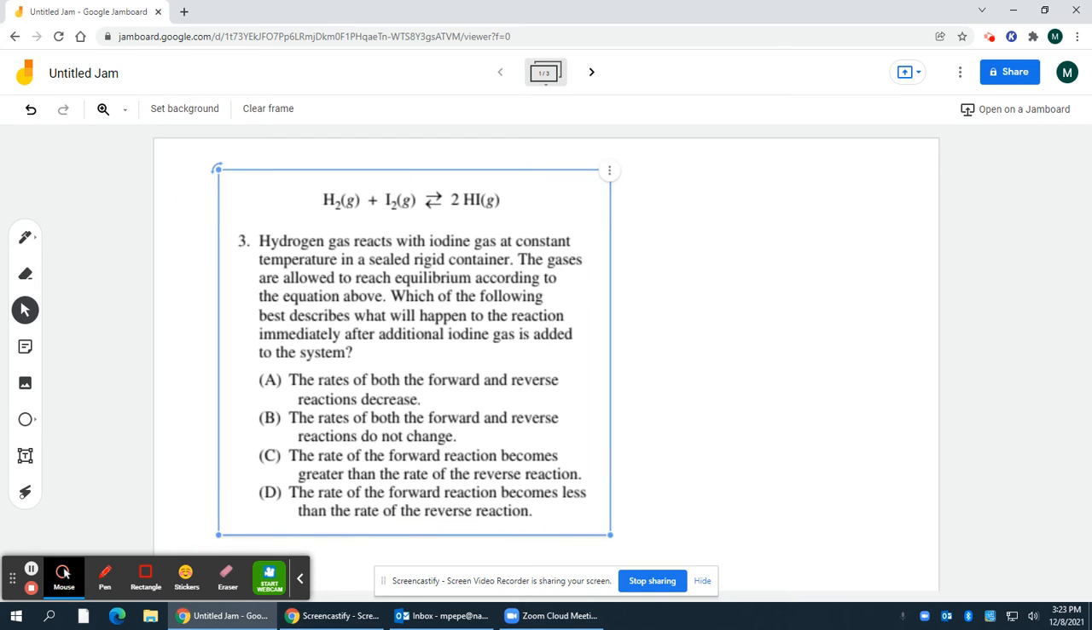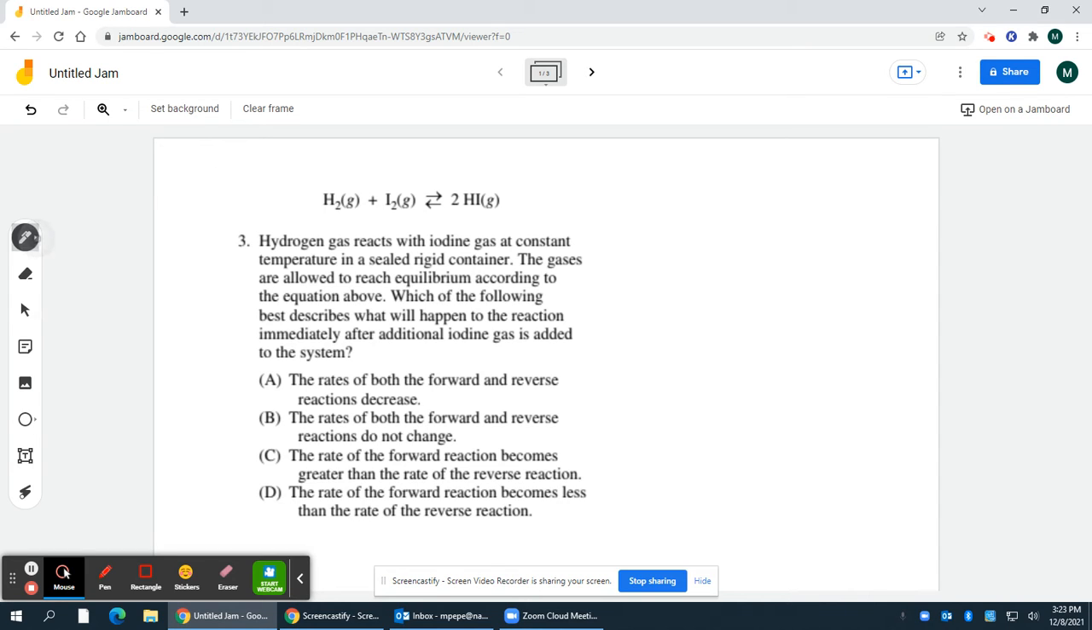All right, if you add I2, you get more collisions between H2 and I2, so that'll speed up the rate of the forward. The reverse stays the same, so now the rate of the forward reaction becomes greater than the rate of the reverse.